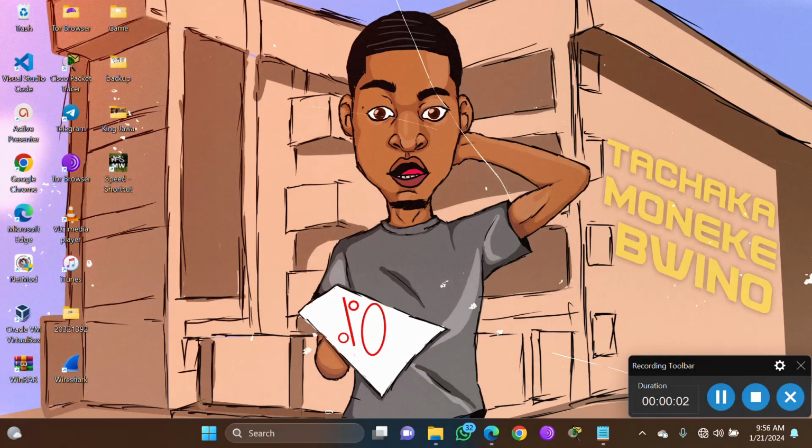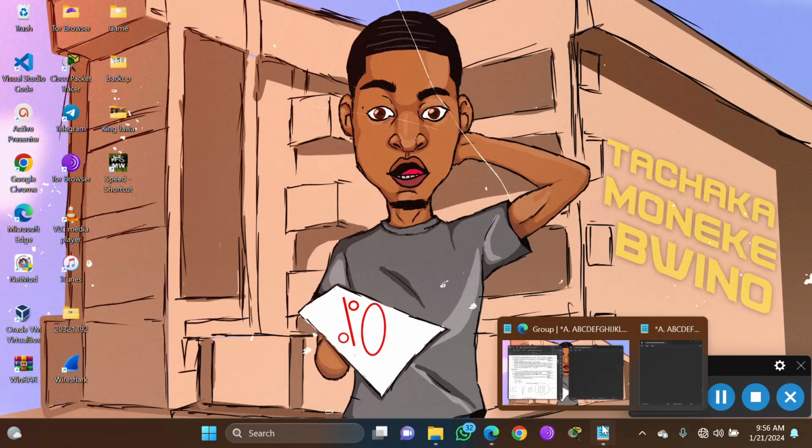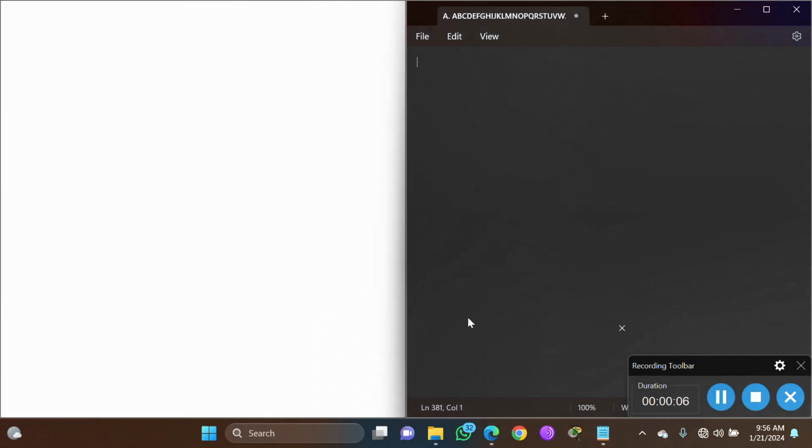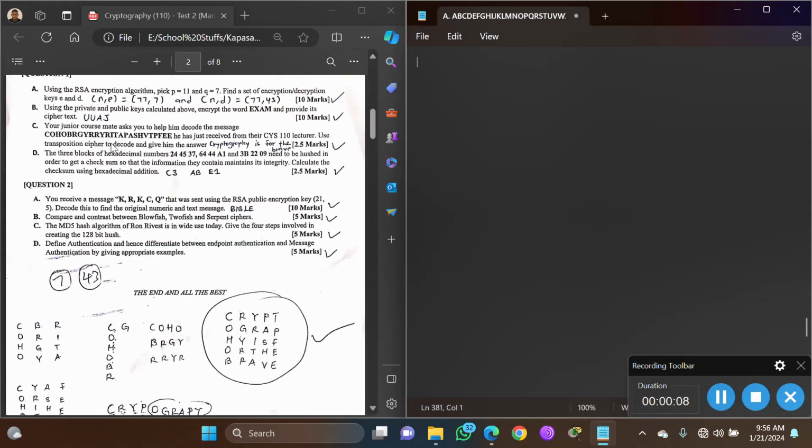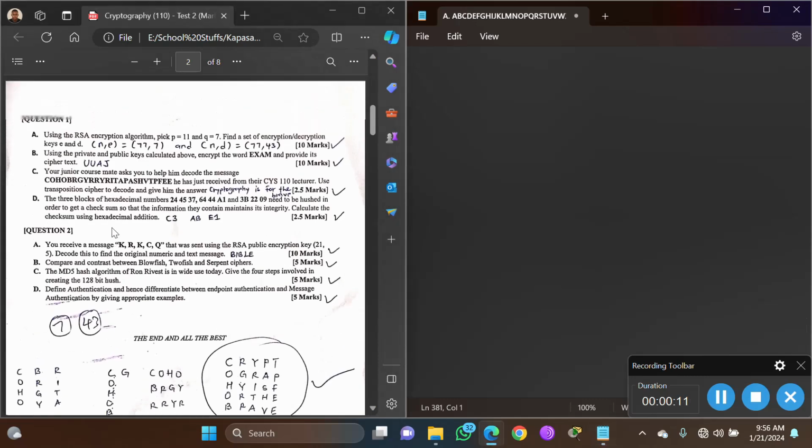Okay, so we continue where we ended. Last time we did question 1a. Based on the keys we got, we'll use that in B. Using the private and public keys calculated above, encrypt the word exam and provide its ciphertext. Okay, so we need to do that now.